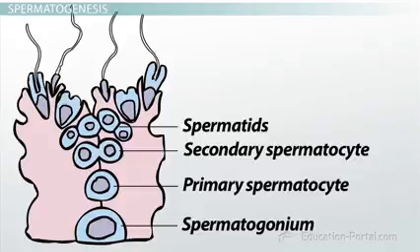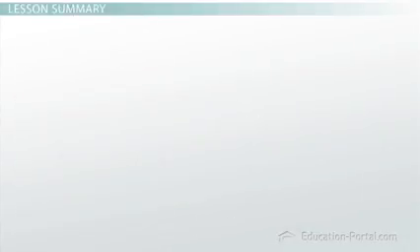After meiosis is complete and each spermatid has the correct number of chromosomes, they begin the process of differentiating into fully functional sperm, with their chromosomes packed tightly in the nucleus, an acrosome capping the nucleus, and a single flagellum to propel the sperm toward the ovum. Let's review.